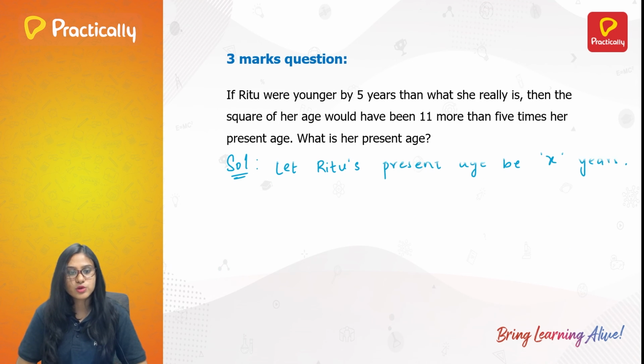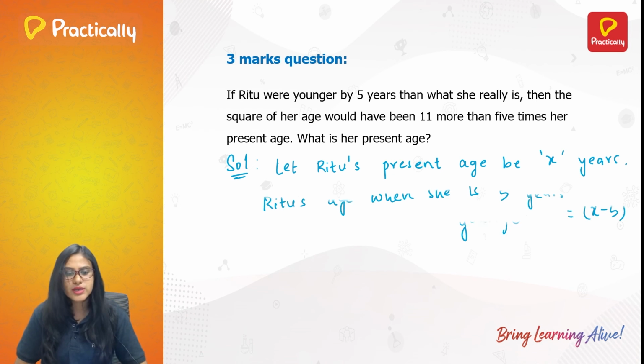Next, for the 3 marks question: let Ritu's present age be x years. First let us read the question so we understand. If Ritu were younger by 5 years than what she really is, then the square of her age would have been 11 more than 5 times her present age. What is her present age? So let Ritu's present age be x years, right? After this you can start solving.